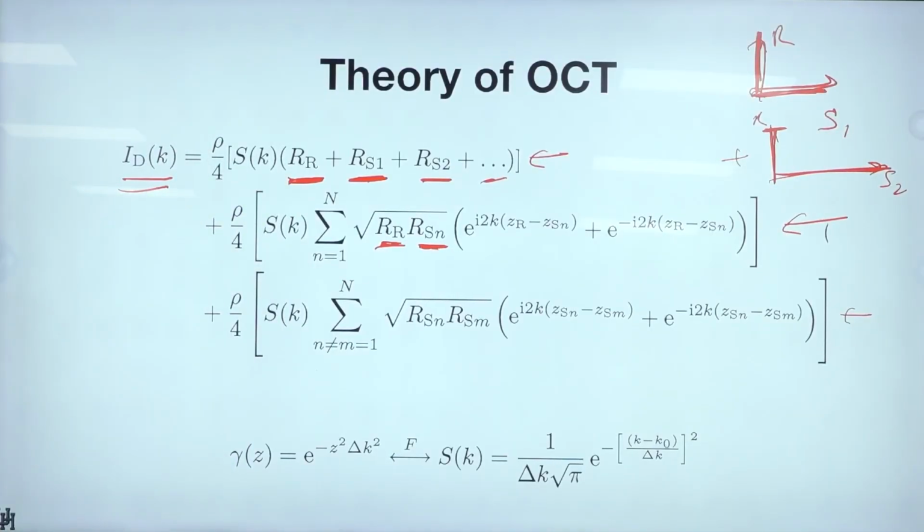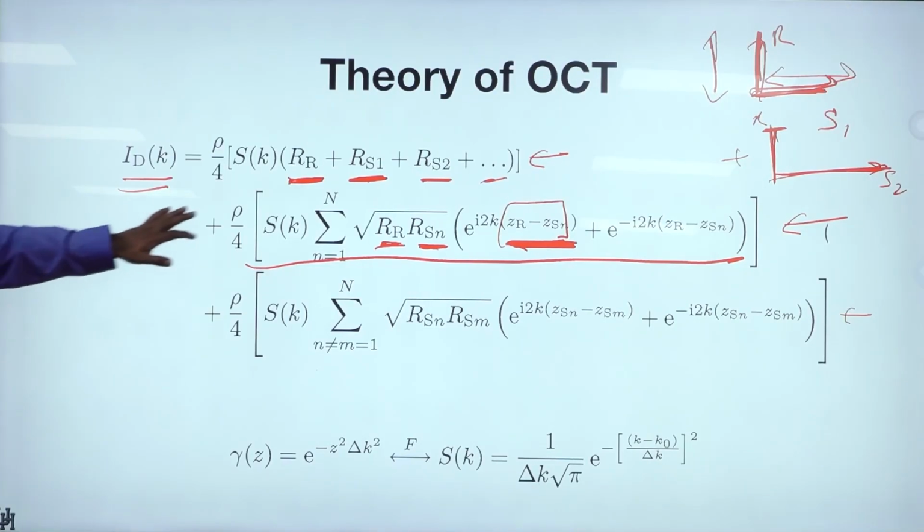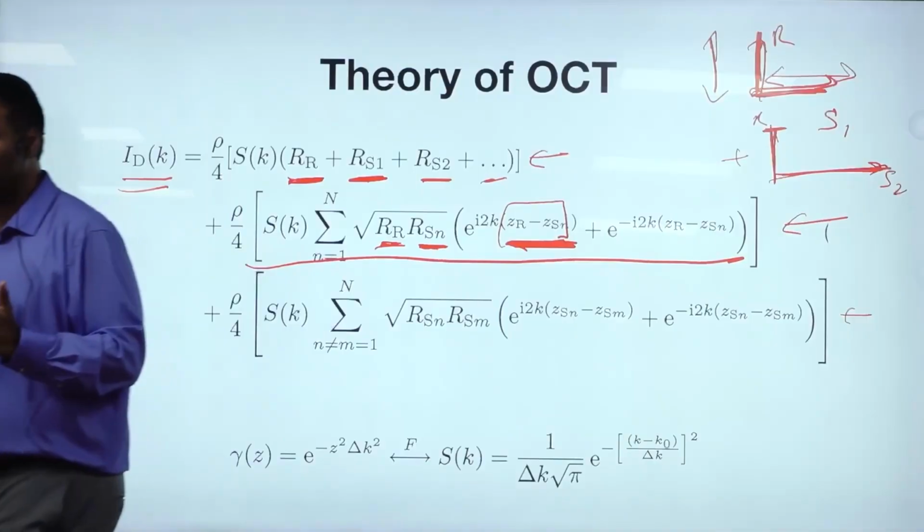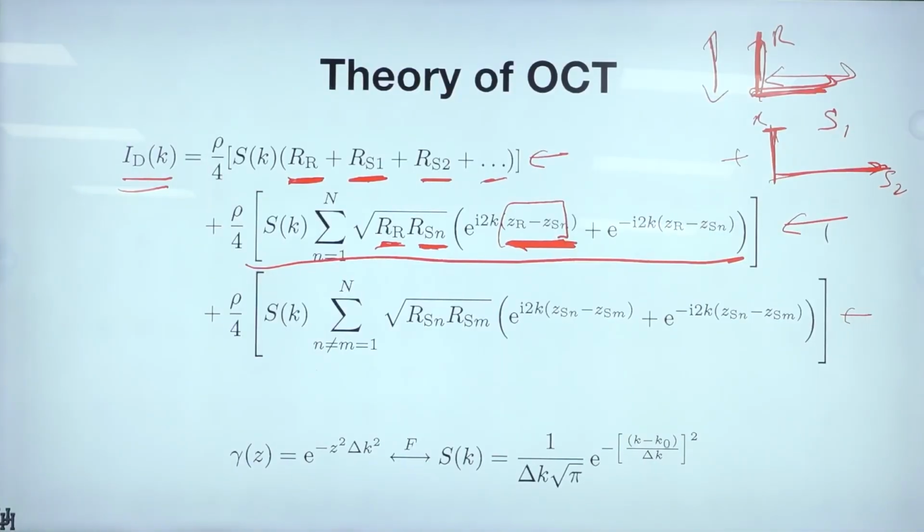So it takes into account the first reflection from the surface, the surface inside, and so on, each multiplied with the reference. These terms correspond to the difference in distance between the reference arm and the sample layer. How much light has traveled? What's this distance minus what's this distance? That is what determines this term. And do you notice what this is? e to the i something. So do you remember what e to the i theta plus e to the minus i theta is?